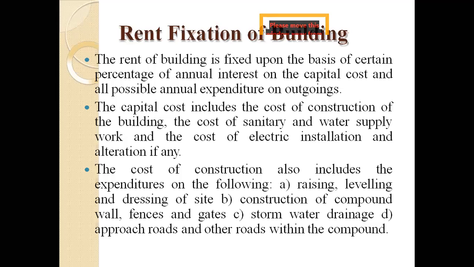Second factor is nothing but outgoings, that is all your expenditures. 500 rupees per month maintenance charge is there, then lift charges, suppose 500 rupees per month again, then society charges or whatever other expenditures that you are going to do for your property, those factors also you are going to consider. Then you are going to do the calculation.